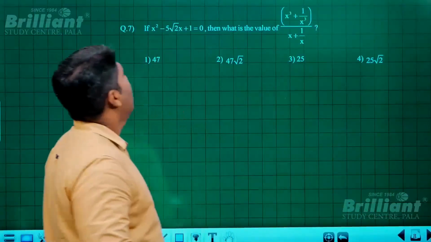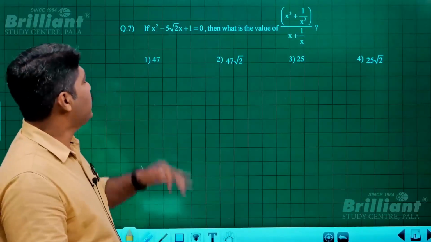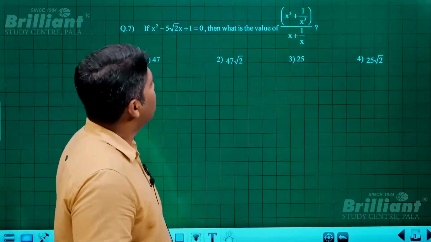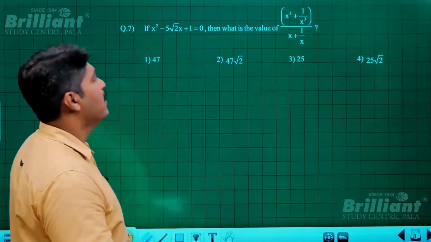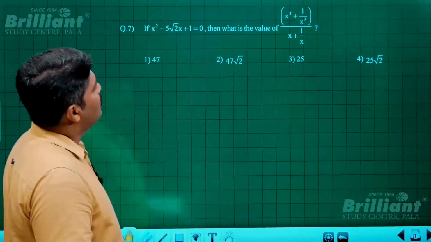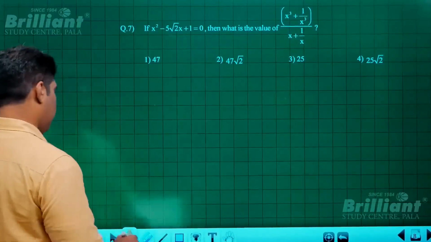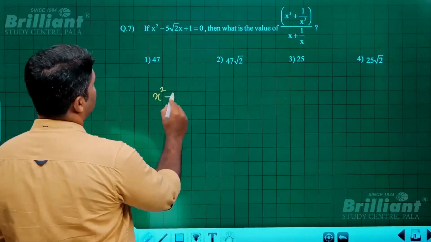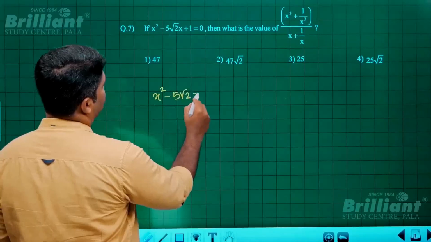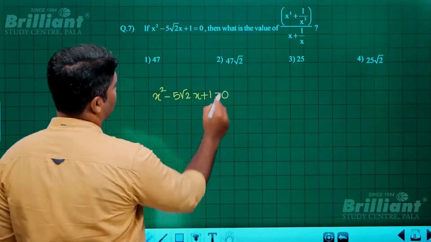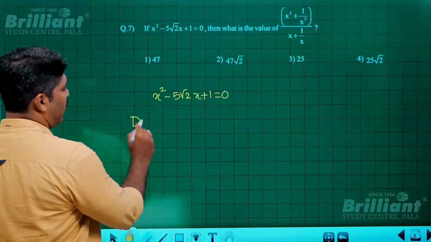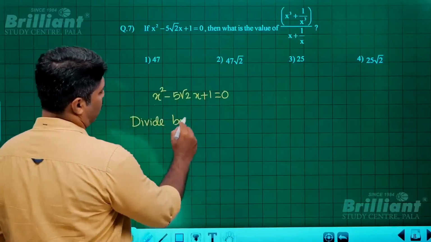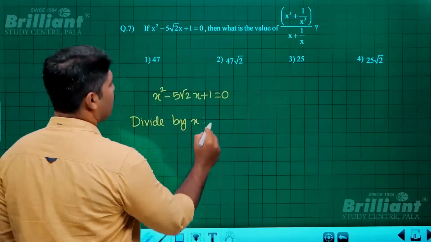Here it's a tricky identity based question. x square minus 5 root 2 x plus 1 equals 0. Then what is the value of x cube plus 1 by x cube? If we have such a question, how to do it? Here x square minus 5 root 2 x plus 1 equals 0. You just divide all these terms by x. Then what will happen?